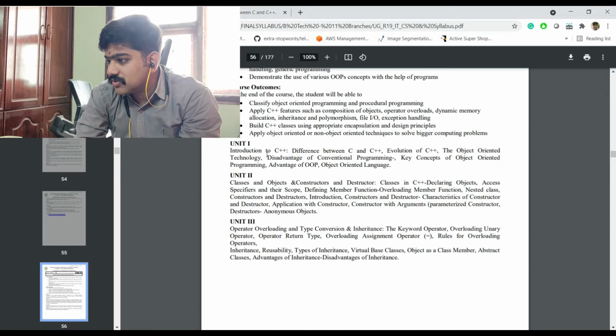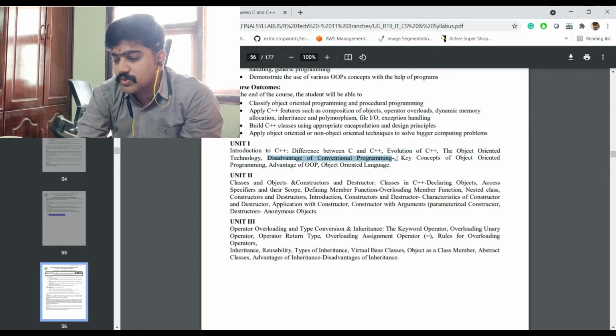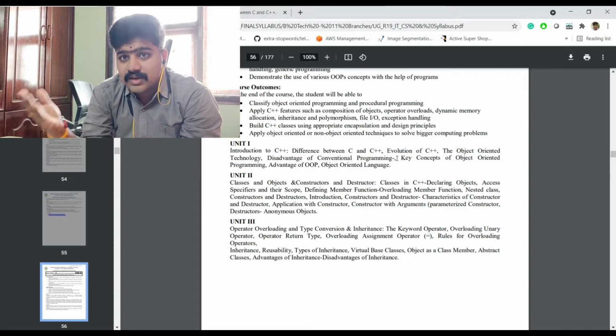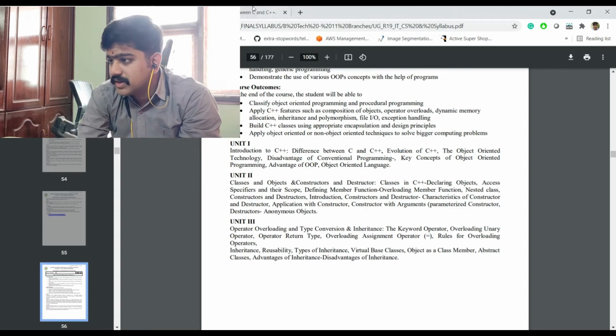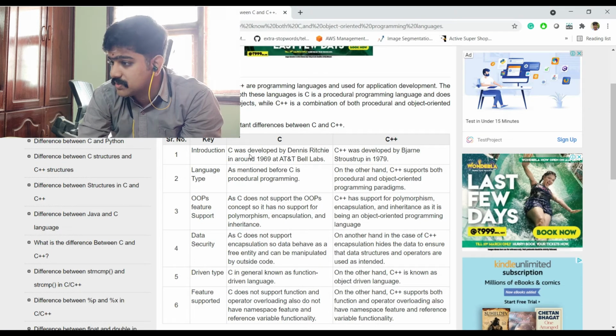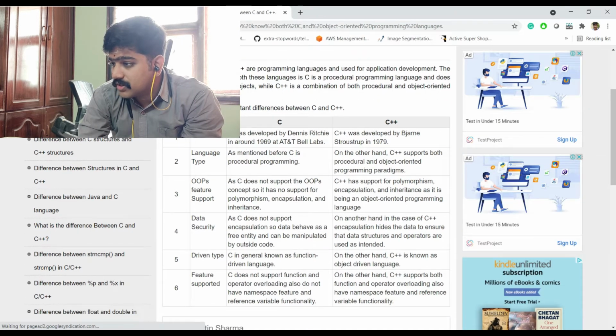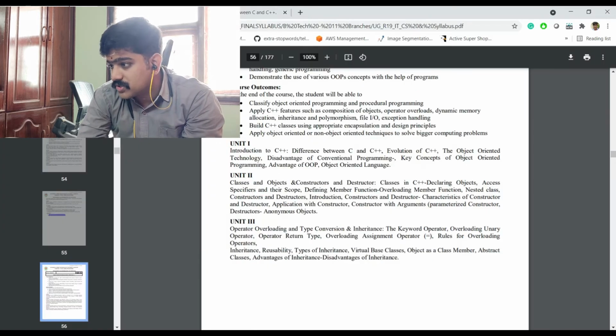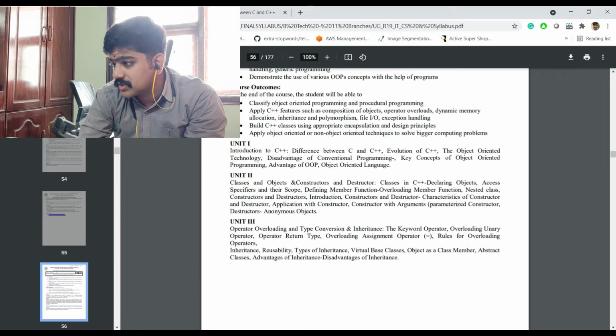And the disadvantage of conventional programming. So it's asking about the disadvantages of using the previous procedural or conventional programming type, in contrast to C++. So we have all these things, right? These 5 points, these 6 key components, these 5 things can be considered as the disadvantages of traditional or procedural conventional programming structure, and the key concepts of object-oriented programming.